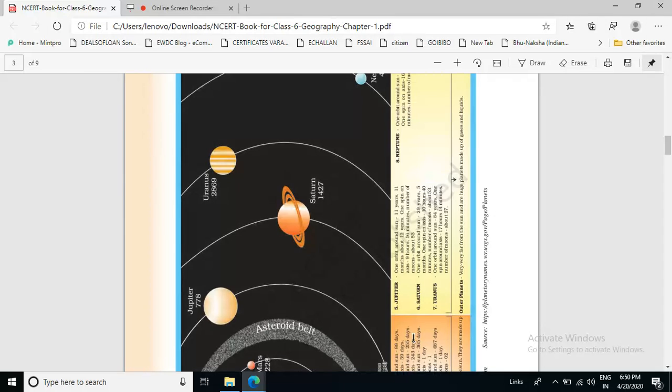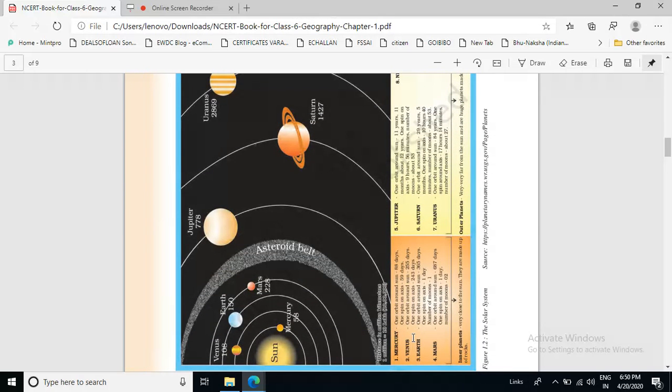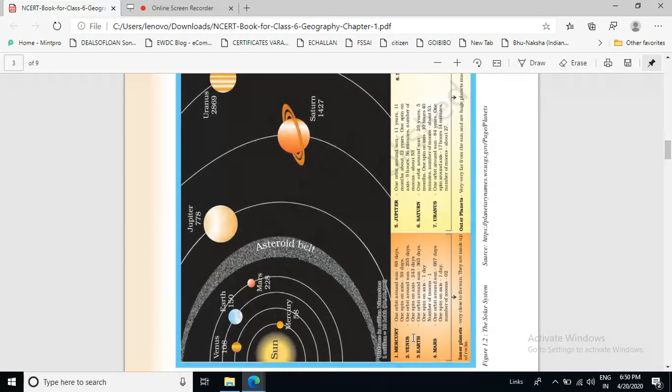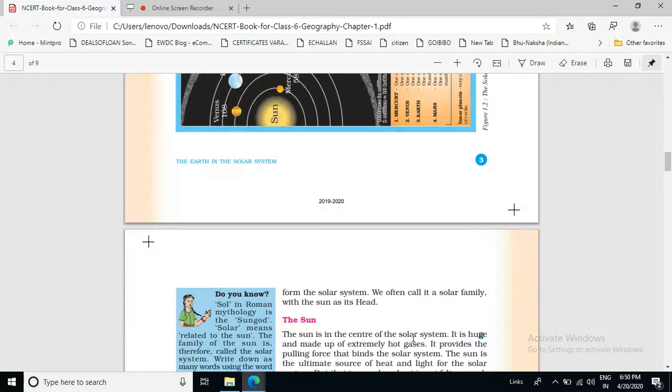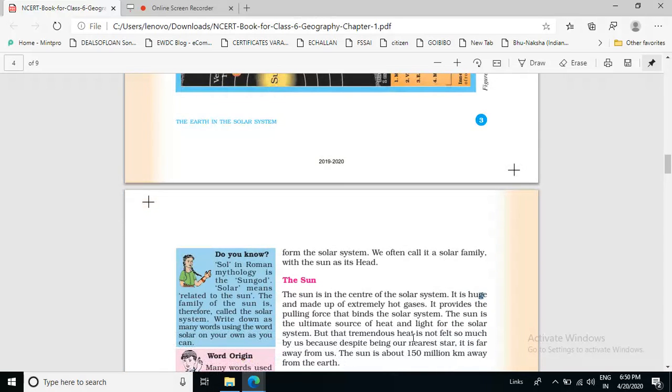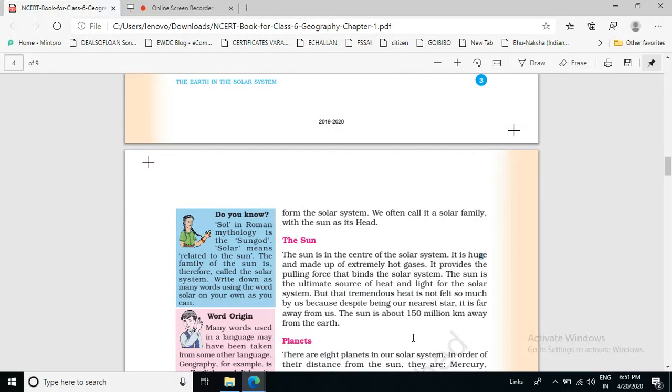Okay, and we also discussed this picture of the solar system in which we see that all the eight planets are moving around the sun. Now we will discuss the sun. The sun is in the center of the solar system. Okay, it is huge and made up of extremely hot gases. It provides the pulling force that binds the solar system. The sun is the ultimate source of heat and light for the solar system.